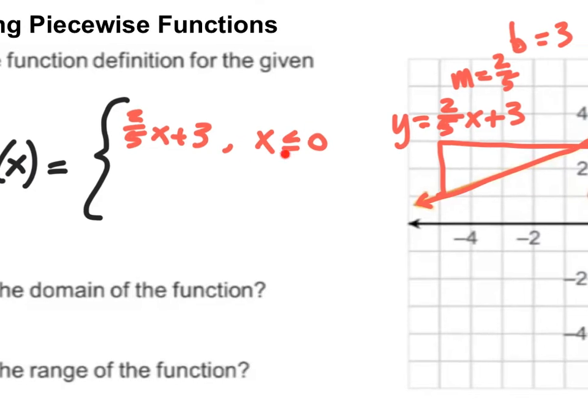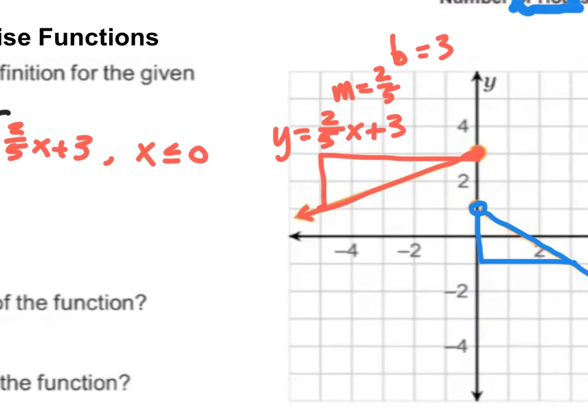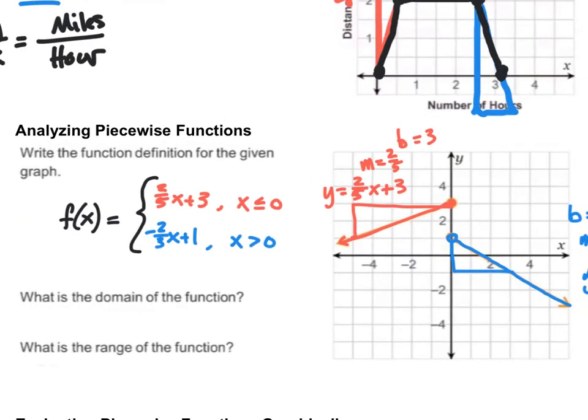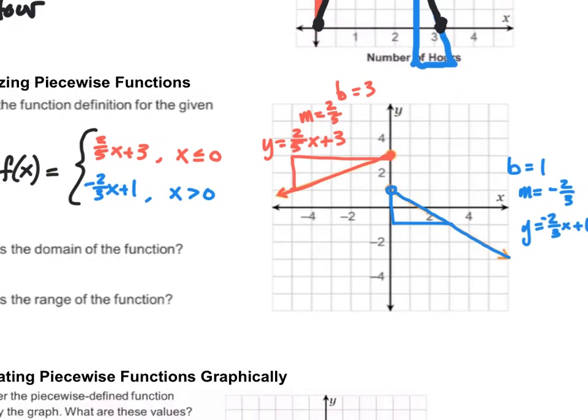So this is my domain, okay? This graph exists only when the x values are less than or equal to 0, okay? Now the other one was negative 2/3 x plus 1, and that only existed when x was greater than 0, okay? So, that's how I write these graphs, okay? Here's the graph, here's the equation, and here is where it exists, for the red graph. Here's the blue graph, here's the equation for that, and here's the domain where it exists. It's greater than 0, okay?